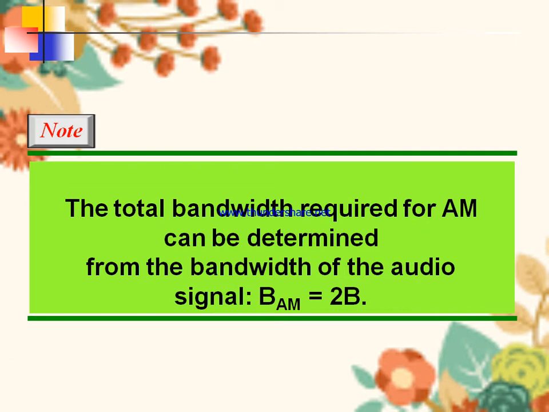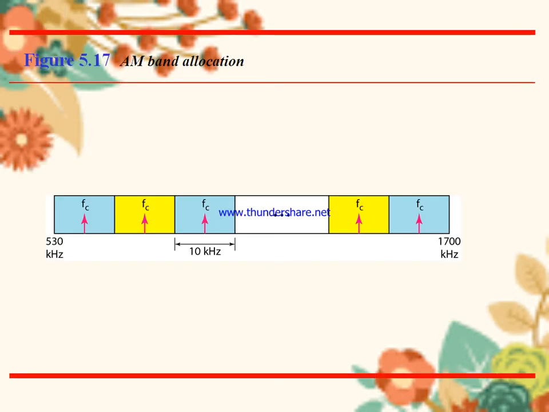The total bandwidth required for amplitude modulation can be determined from the bandwidth of an audio signal, because amplitude modulation is always used for audio signals, as this bandwidth is insufficient for a video signal. So this is suitable for an audio signal. The bandwidth of an amplitude modulation signal is equal to double the bandwidth. These frequency ranges are always in kilohertz, 530 to 1700, and we can divide those into simple 10 kilohertz frequency partitions.